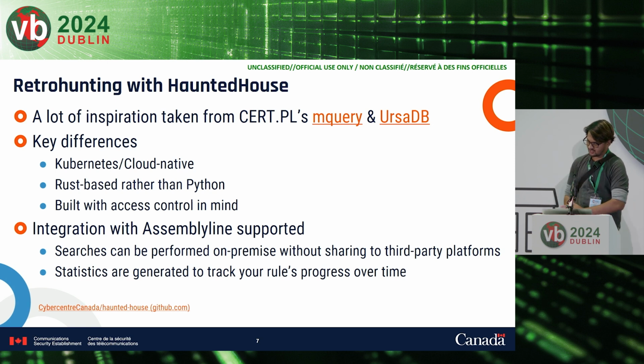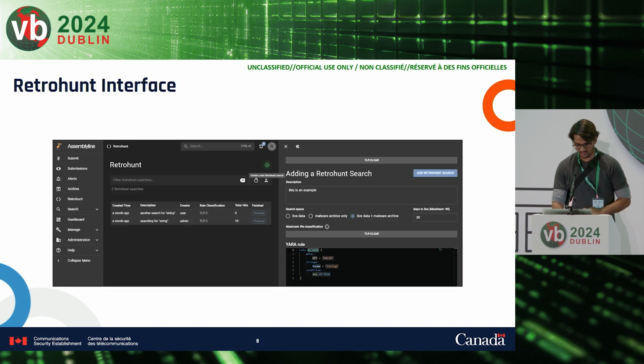So yeah, there's integration with Assemblyline. One advantage that I see is that if you want to do this on another platform, you would essentially have to share those files out to that third party where you may not necessarily want to. If you wanted to keep it on premise, this is a good way of doing that. And as mentioned in the signature statistics, you are able to track the progress of your Yara rule over time to evaluate its efficacy.